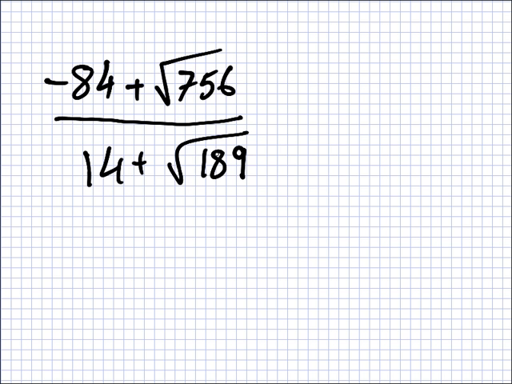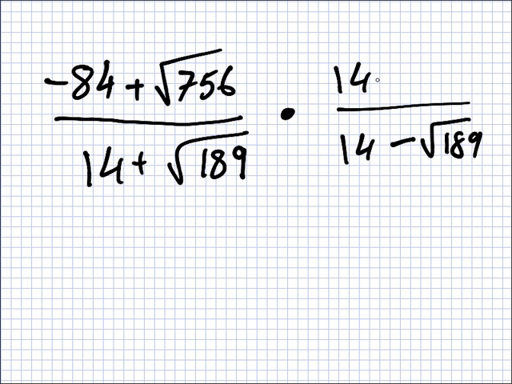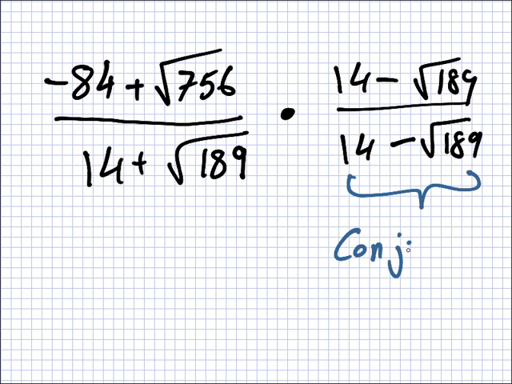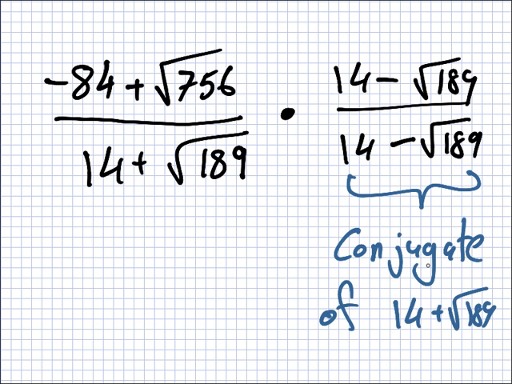Is it 14 minus 1? Yes, in fact, you have to multiply the top and bottom by 14 minus root 189. Now, does anybody know what this 14 minus root 189 is called? Conjugate, yes. The conjugate of 14 plus root 189. When you conjugate something, you change the sign on the root part.